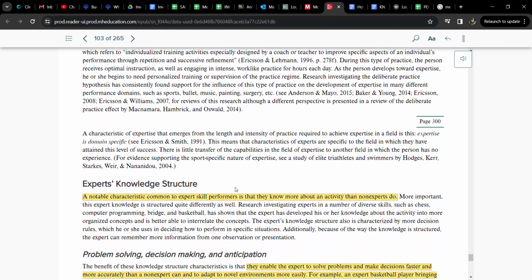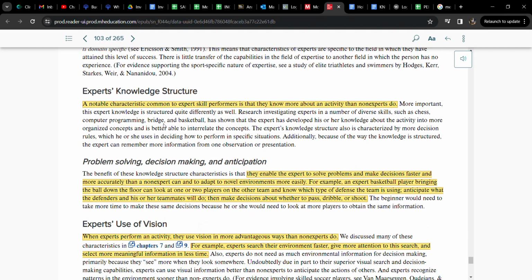The next component is that an expert's knowledge structure is significantly higher than non-experts. They just know more about that skill than a beginner does. They understand the nuances to it. They understand how to get from point A to point B more efficiently than a beginner. Included in that component is problem solving, decision making, and anticipation.